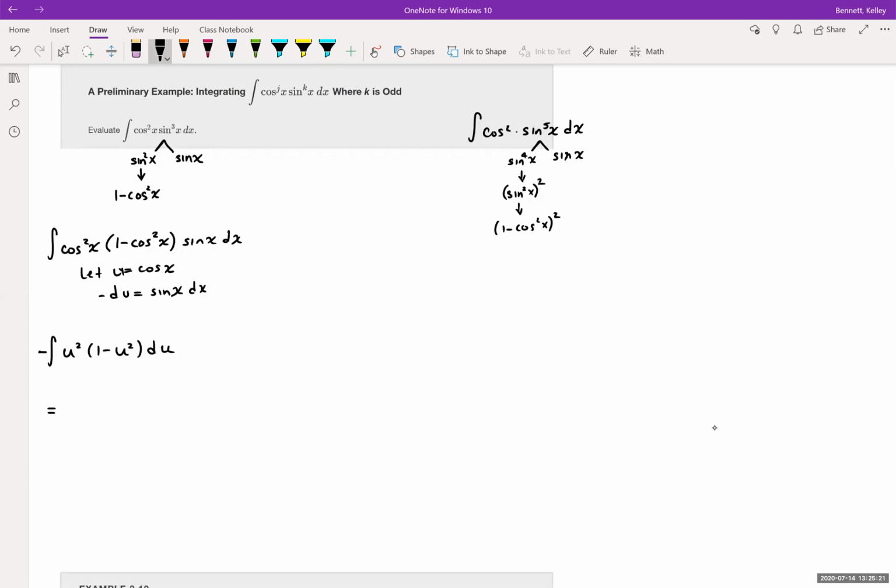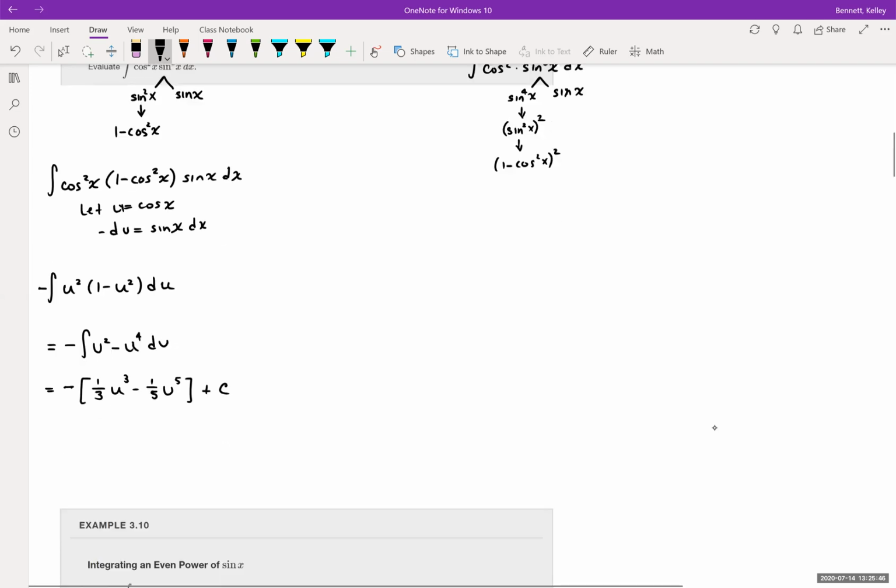So I'll get negative u squared minus u to the 4th du, which is just negative 1/3 u cubed minus 1/5 u to the 5th plus c. So I'm going to distribute the negative sign and back sub for cosine at the same time.